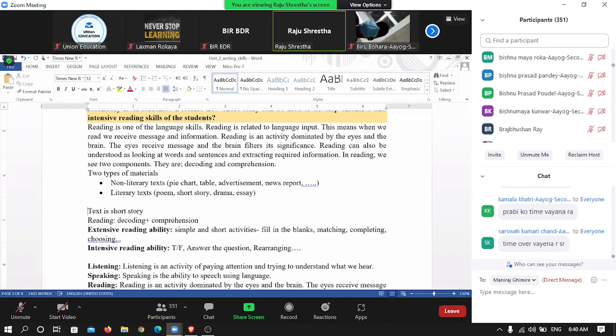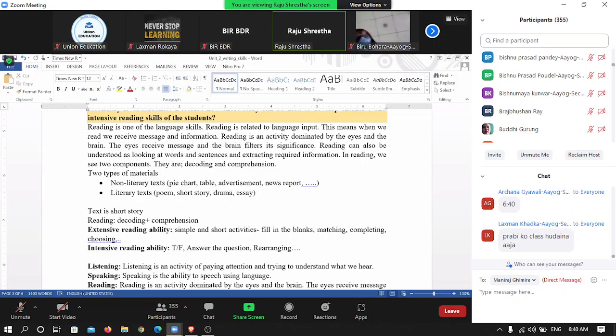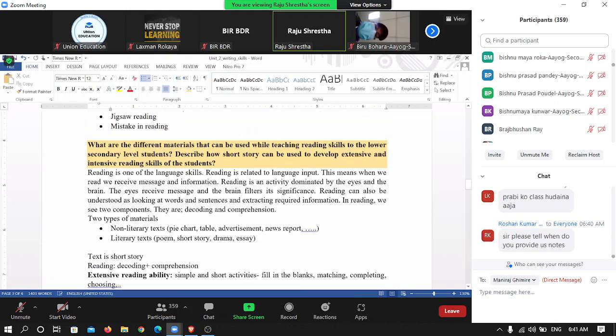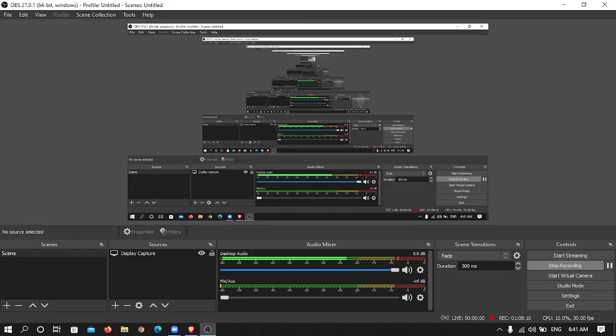Text is what? Short story. Reading means what? Decoding plus comprehension. For extensive reading ability, we design simple activities from the short story, like fill in the blanks, matching, completing, choosing type. Then for intensive ability, we organize question answer, then rearranging type. If you do this, then this will be the complete answer. Okay, thank you.